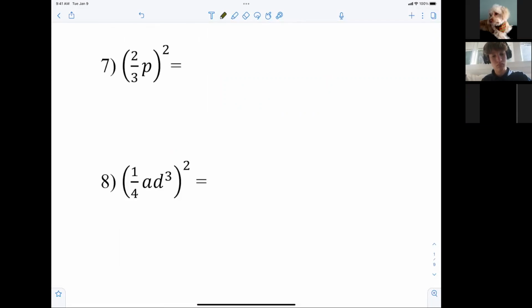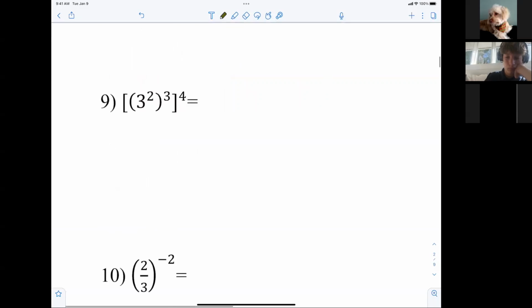All right. Now you're squaring. So you have to square 2/3. 2/3 squared is 4/9. And then p squared. Anybody have any issues with 7? Yes. Oh, wait, never mind.